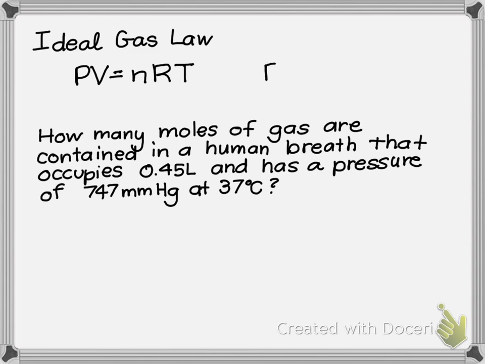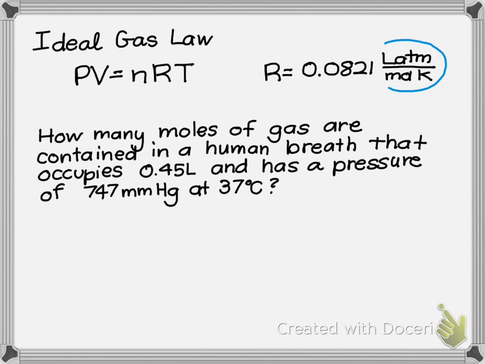Now R is the ideal gas constant, so that means it always is going to have the same number. And the one we're going to use is 0.0821. The units are liters times atmospheres over moles times Kelvin. Now, it's important that you pay attention to the units for R that you're using, because these are the same units you have to use for the properties in your problem.